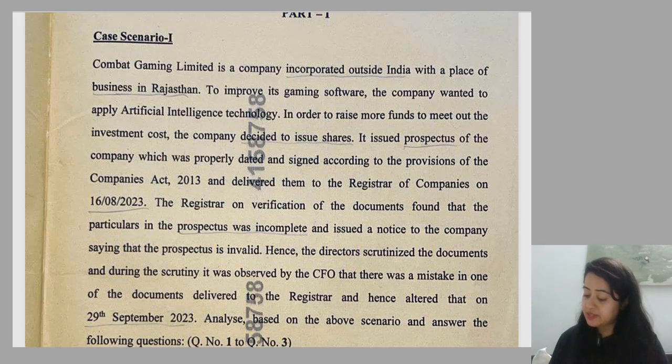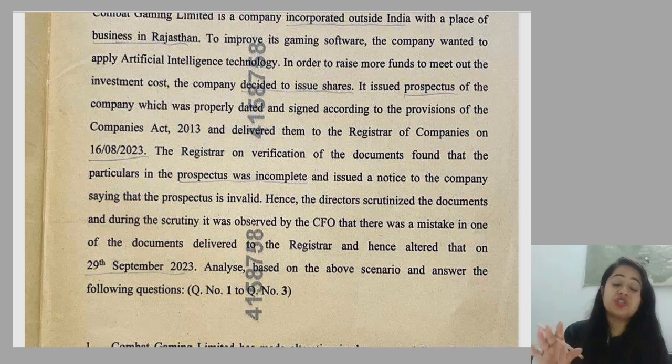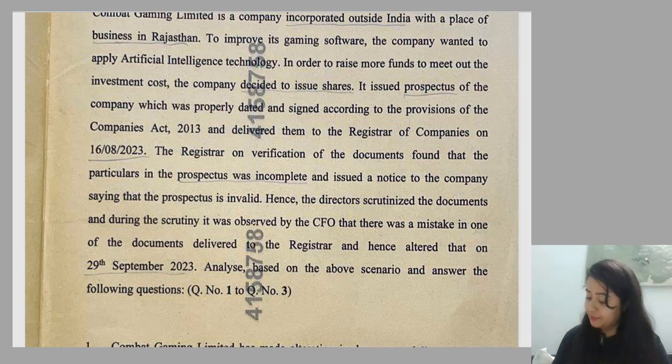To issue the prospectus, the company issued a prospectus which was properly dated and signed according to the provisions of the Companies Act and delivered them to the Registrar of Companies on 16th of August 23. The registrar on verification of the documents found that the particulars in the prospectus are incomplete. So what is happening? This company is issuing shares. For that it has issued a prospectus. It has filed the prospectus, but the prospectus is rejected because some documents are incomplete.